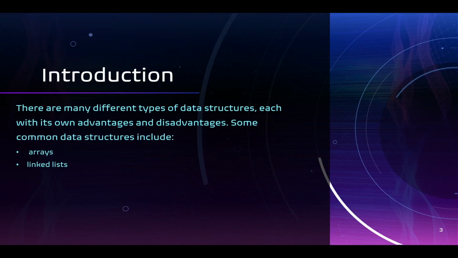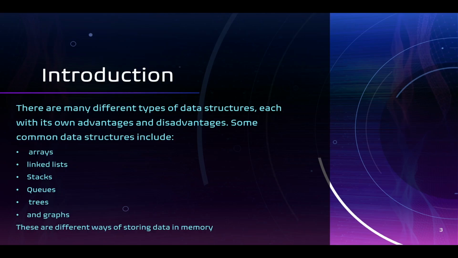So basically, there are many different data structures, each with its own strengths and weaknesses. Some of the most common data structures include arrays, linked list, stack. We have queues, queue data structure. We have trees, and we have graphs. These are different ways of storing data in our memory. As I said, data structure is nothing but the different ways to store our large amount of data differently in our computer memory, so that we can efficiently access them, process them, and manipulate them.